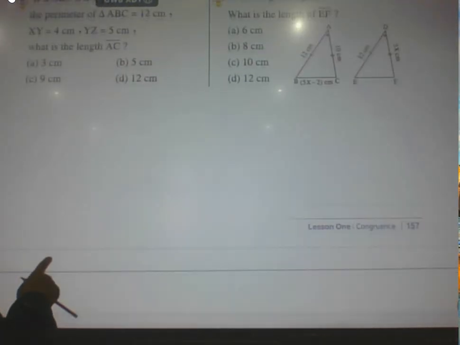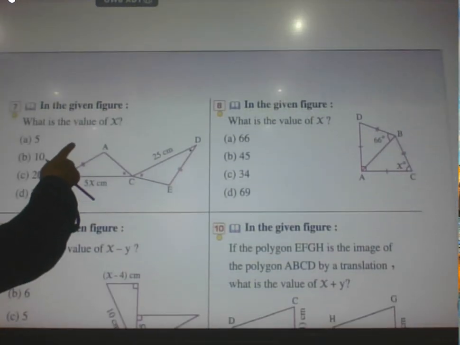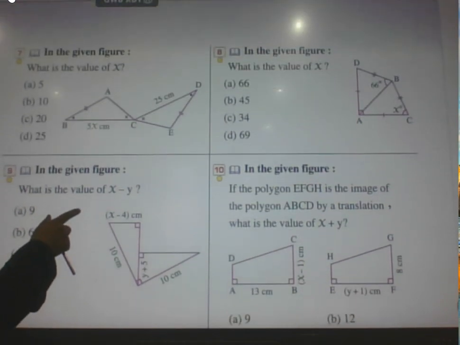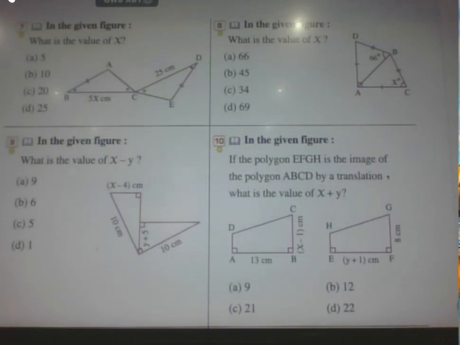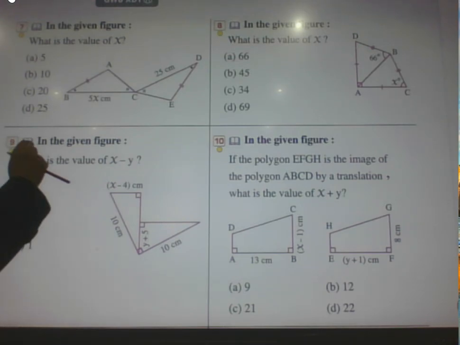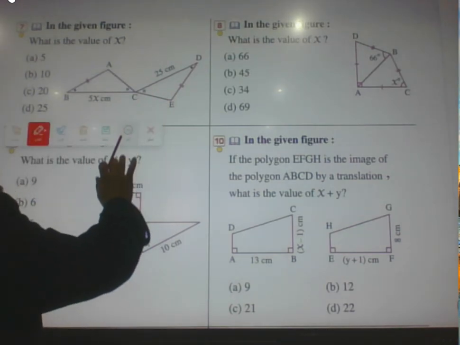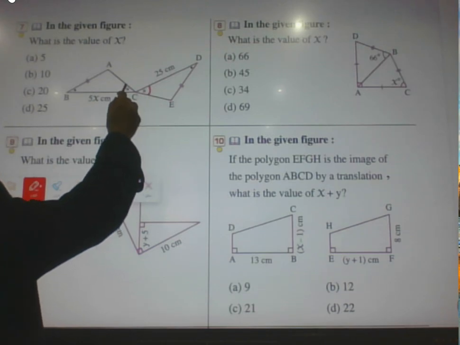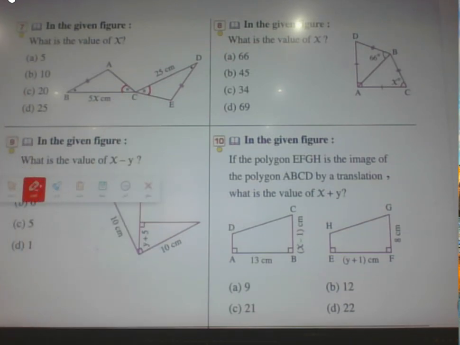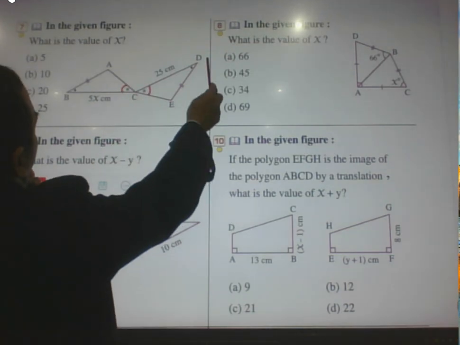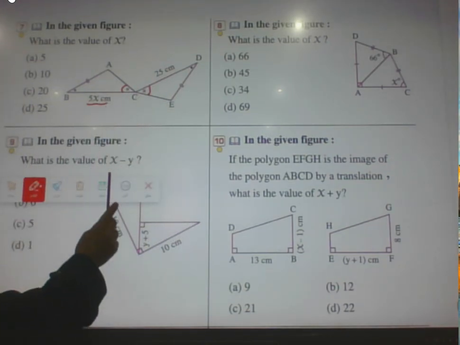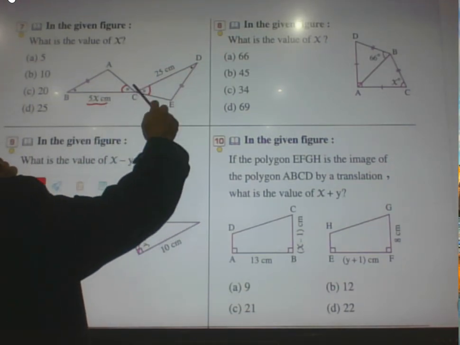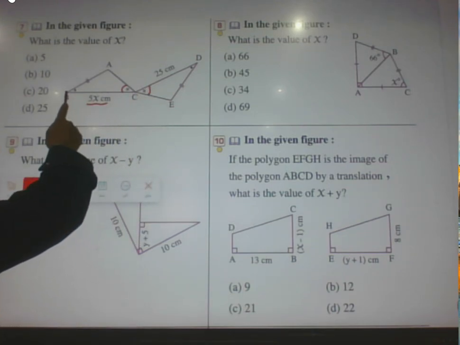Next question. Number 7, look here. In the given figure, what is the value of x? We can find the value of x. Look with me. This angle equals this angle, so they are congruent. And the lines here are 25 centimeters, and 5x equals 25. They are congruent. This length CD equals the length here CP.